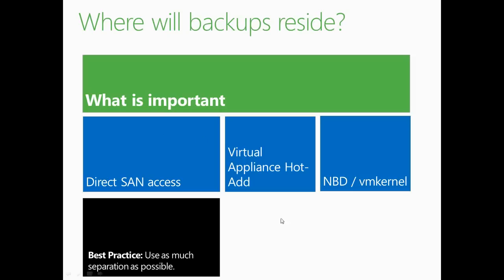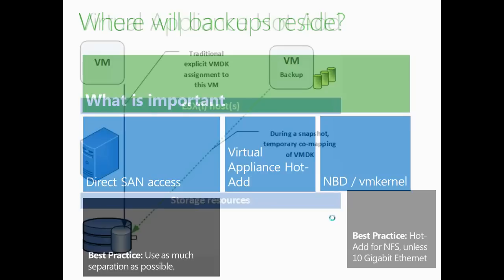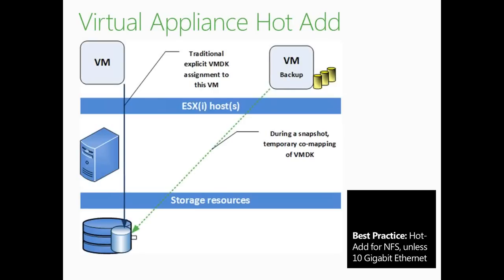So Virtual Appliance Hot Add is a little bit different if you've not ever seen it. I do have a graphic here, so this kind of helps visualize it. On the left, that virtual machine is what we're backing up with Virtual Appliance Hot Add. That virtual machine has this mapping directly to the VMDK file at the bottom here. And over on the right, the backup server will have a temporary mapping basically directly to that virtual machine.